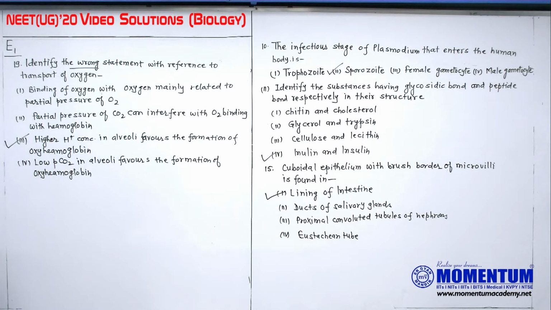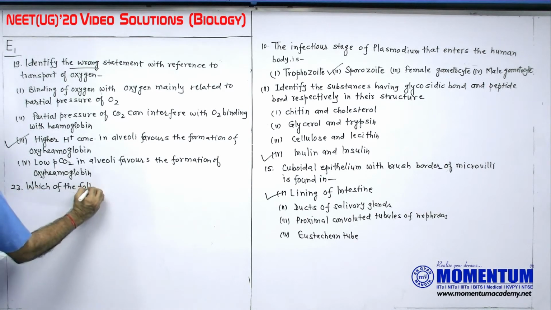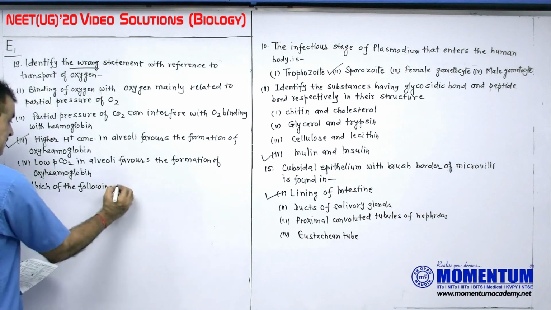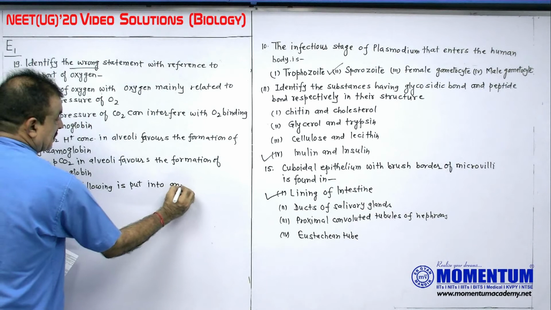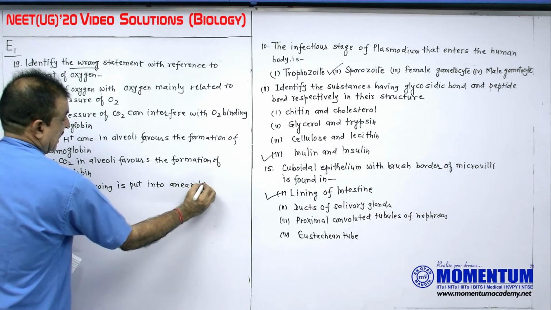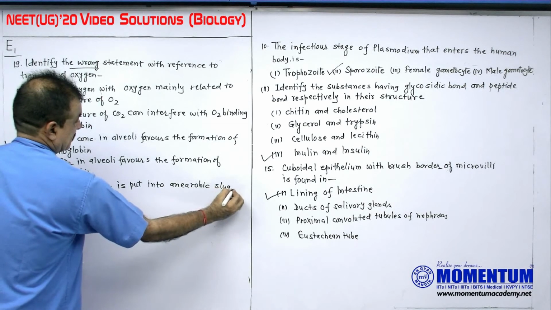In the series of zoology, question number 23: which of the following is put into anaerobic sludge?